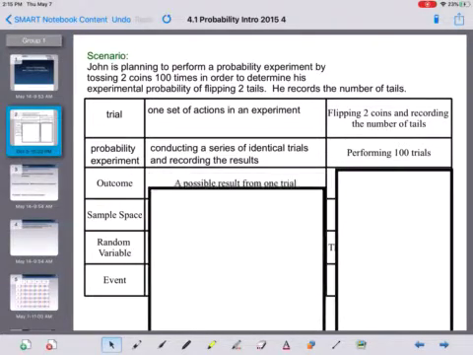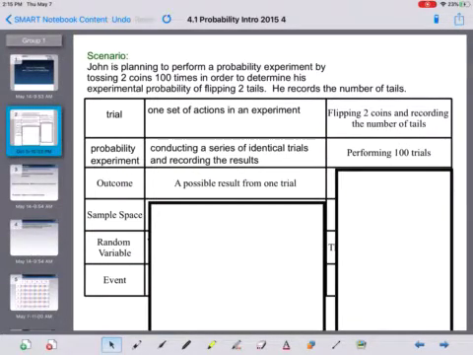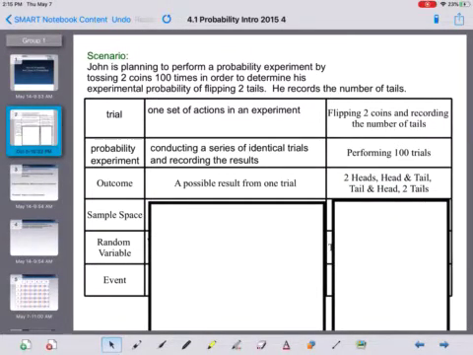A particular outcome is a possible result from one particular trial. So that could be, for instance, 2 heads, a head and a tail, a tail and a head, or 2 tails. Notice that I've listed both head and tail and tail and head, even though you might think those are the same thing, but they can happen 2 separate ways. So it's important that we list it twice if we're listing all the outcomes. You may not need to list all the outcomes. You might be asked to list specific outcomes or something like that as well.